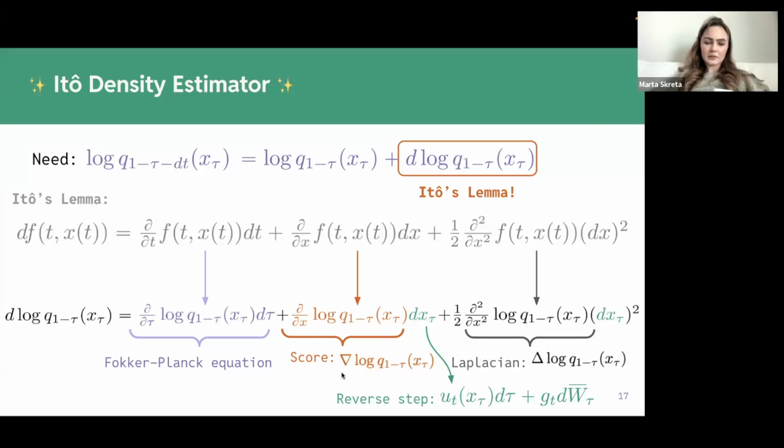Sorry, can I comment? Yeah, please. So on the second row, Marta shows the formula for any f. Then instead of f on the second row, you have to put log q there. The formula in gray is just the reminder of the Taylor expansion for any f. Yeah, no worries, very helpful. I thought we were talking about the drift here, but no, you're just writing down Ito's lemma.